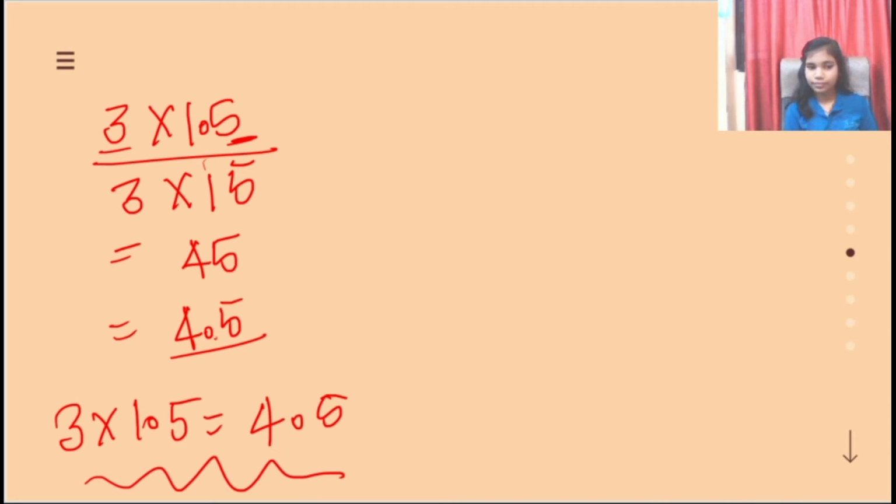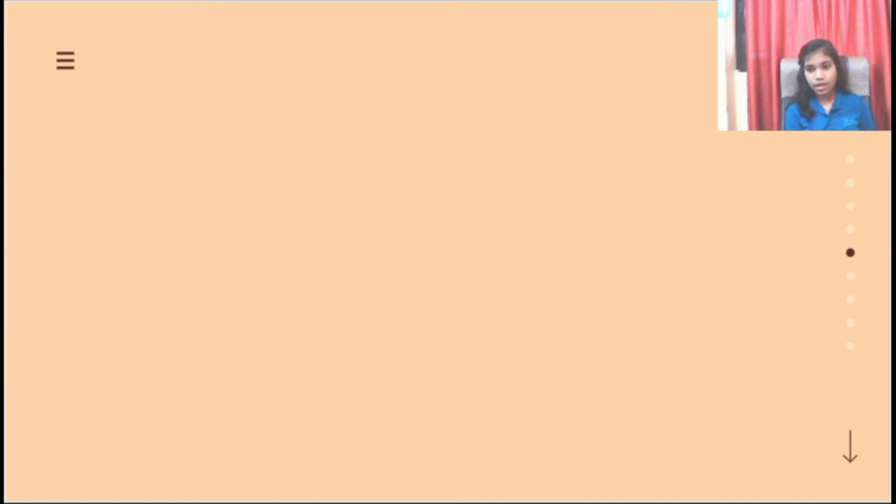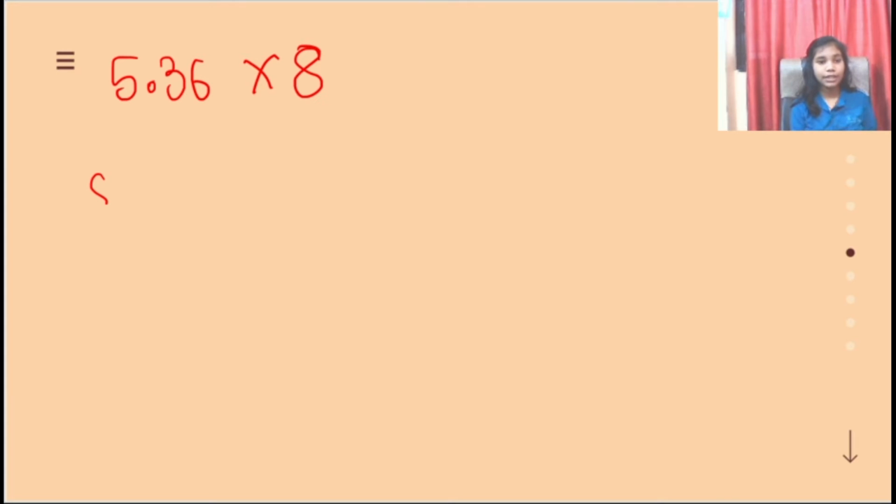As simple as that, right? Now let's take another example. We'll take two examples of both, right? So let's take another example. For example, if I have 5.36 multiplied by 8, right? So what was the first step? Your first step was to find the product without the decimal point. So let's ignore the decimal point of that question. So let's write it as it is, like 536 multiplied by 8.